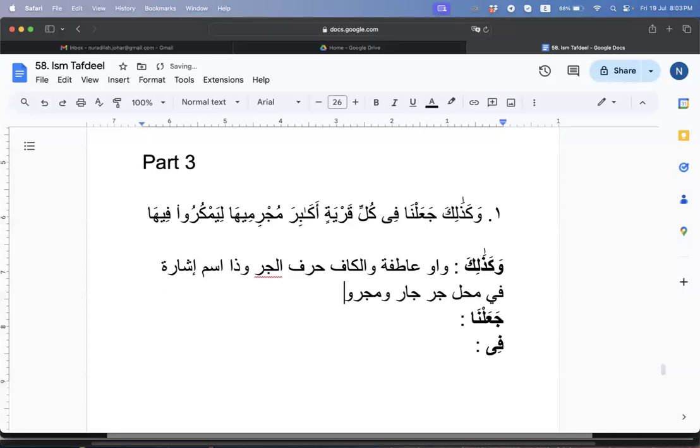Jar majroor should be khabar, sister. Muta'alliq to something? Muta'alliq. This is the jumla ismiya or jumla fi'liya? This is jumla ismiya. Why jumla ismiya? Because jar majroor, ism ishara. Okay, no. When you have a harf jar starting, don't see this ism. This ism is definitely the majrur, right? So look at what comes after that.